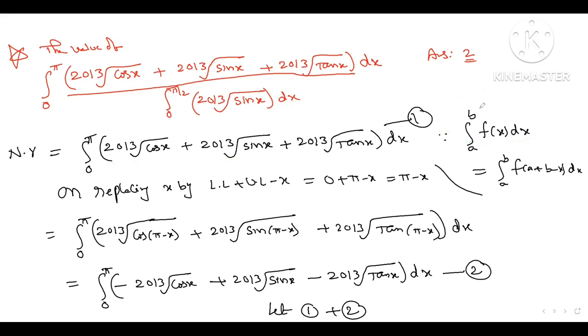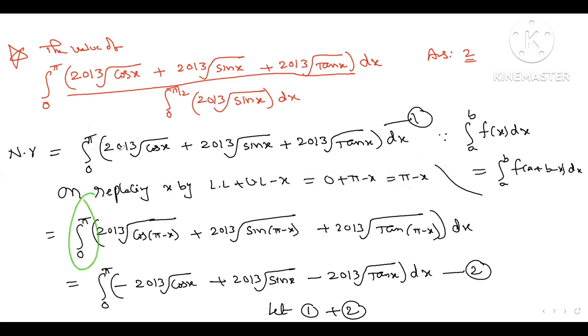So what is the king property? Integral a to b f of x dx is equal to integral a to b f of a plus b minus x. What is the meaning of this? In the place of x we should write lower limit plus upper limit minus x. What is the lower limit here? 0. Upper limit is pi. So we get pi minus x.